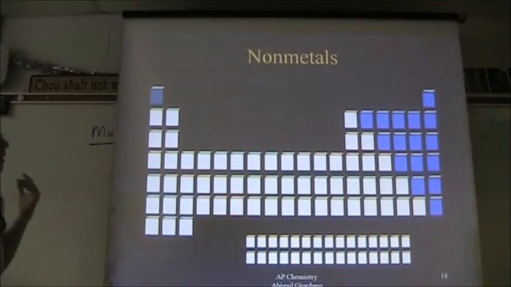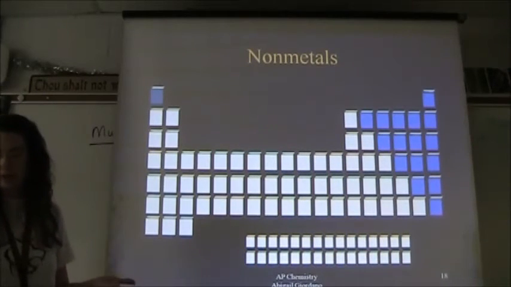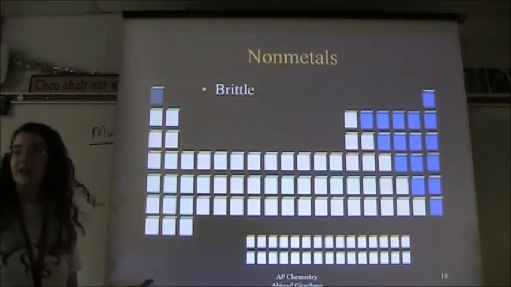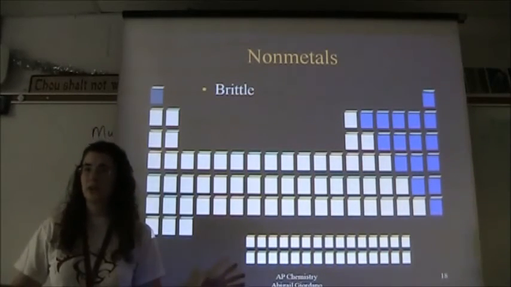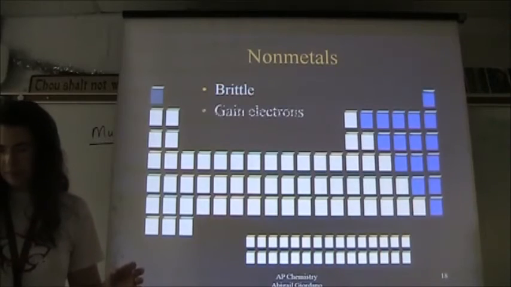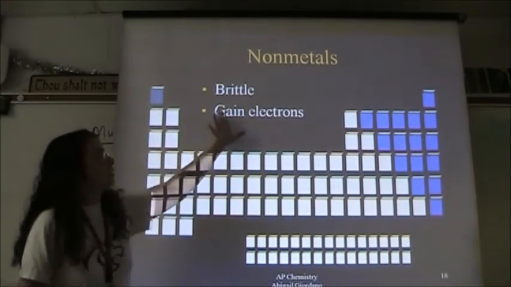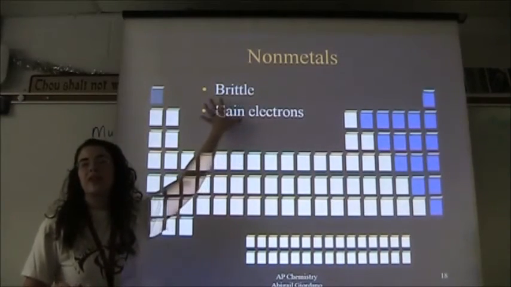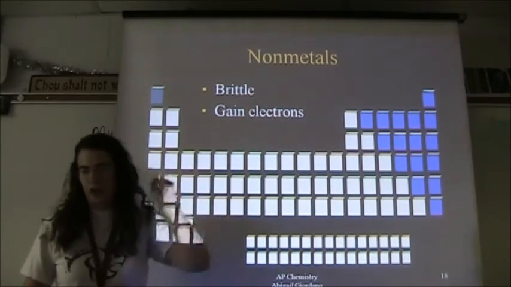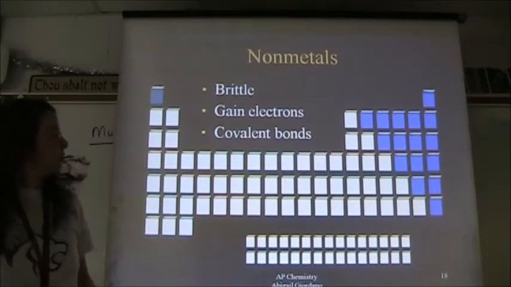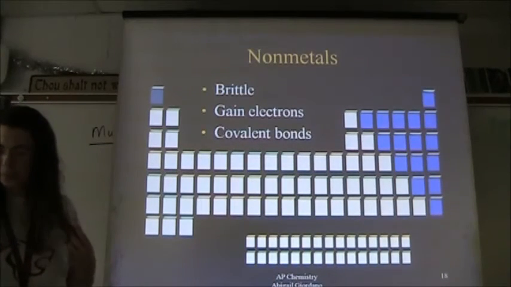There's where your nonmetals are located. In solid form, they're very brittle. You drop it on the floor, it's going to shatter into a million pieces. Nonmetals tend to gain electrons, which means they form what kind of ions, ladies and gentlemen? Anions. Good. They form covalent bonds.